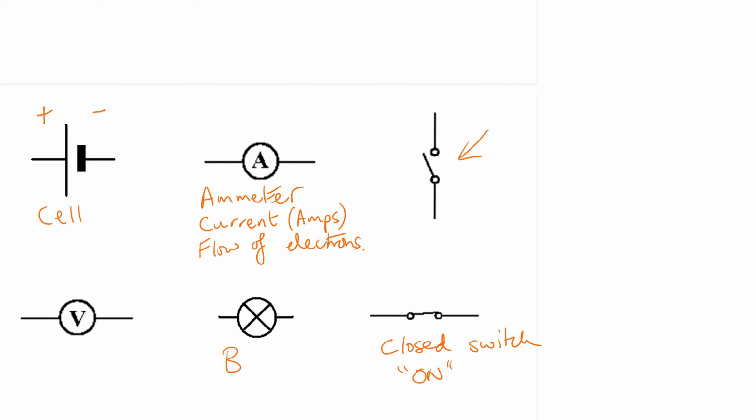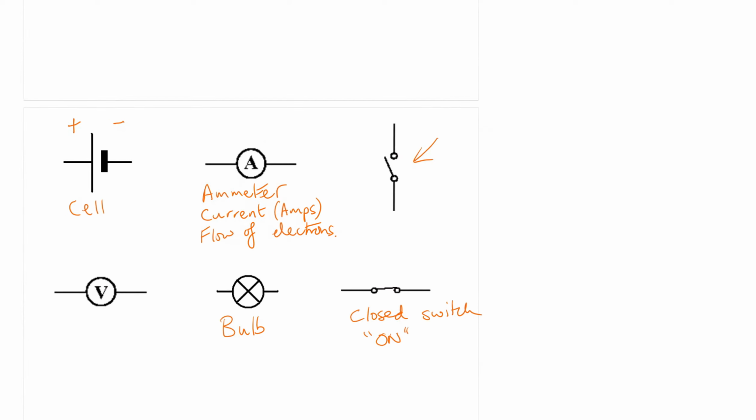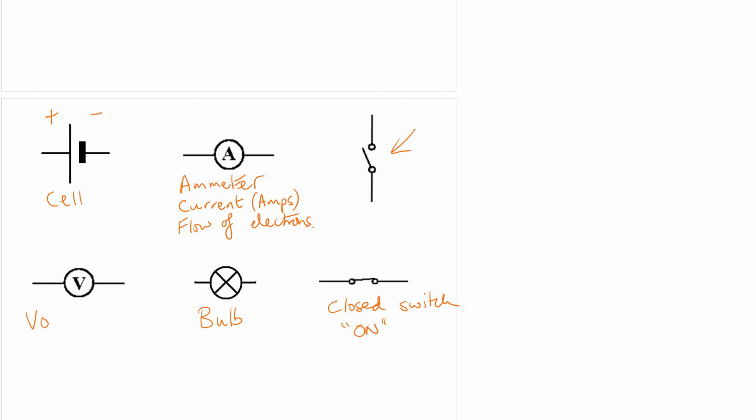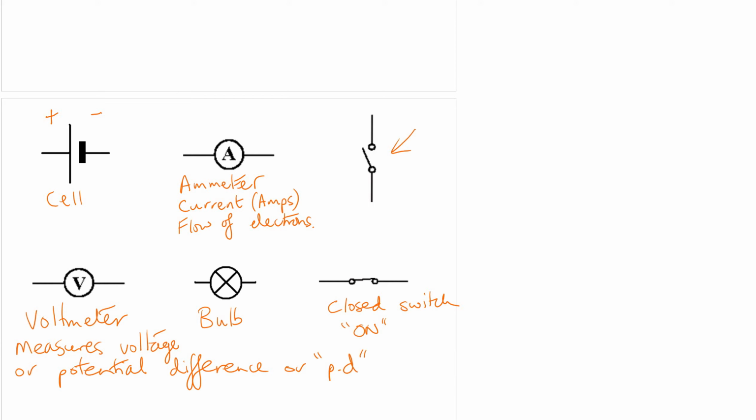We know that this is a bulb. And this one here is a voltmeter. What does it measure? It measures voltage or potential difference, or PD. They're all the same thing. Voltage, potential difference, PD, it's the same thing. It's measured in volts or capital V. They're the first 6.